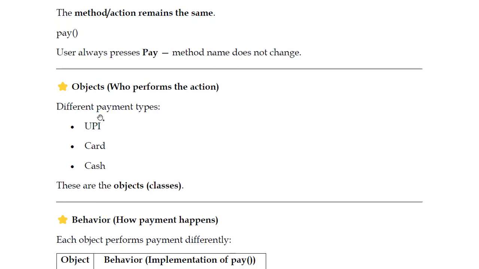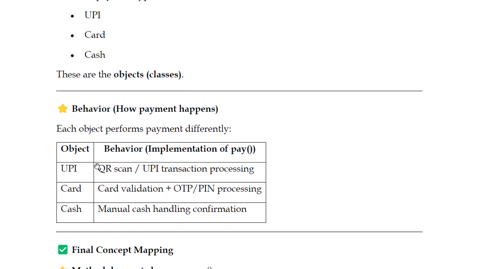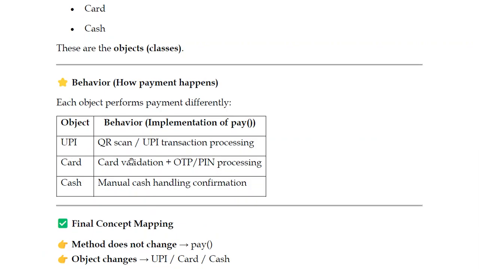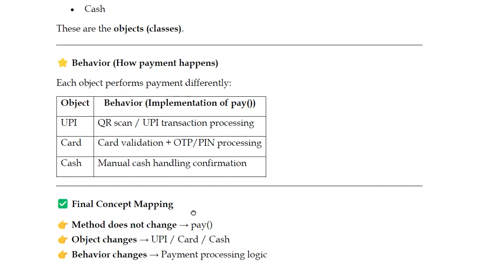Am I right? Here, I'm taking three types of payment, that is, three types of objects: UPI, card, cash. They will ask, pay means okay, what are you going to pay, either through UPI or a card or cash. Here the behaviors: UPI means you can perform a QR scan or UPI transaction processing. Card means card validation is there, an OTP or PIN number will come. So the behavior is completely different. You are clicking the pay button, but depending upon the object, UPI, card or cash. Manual cash means you are manually giving the cash. It will differ. It'll ask you, am I right?